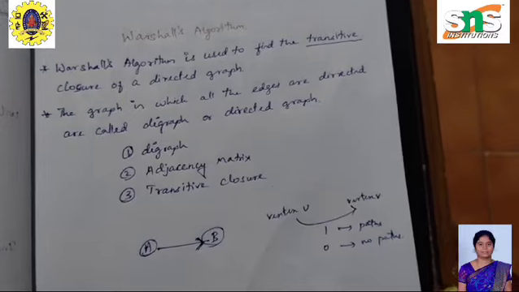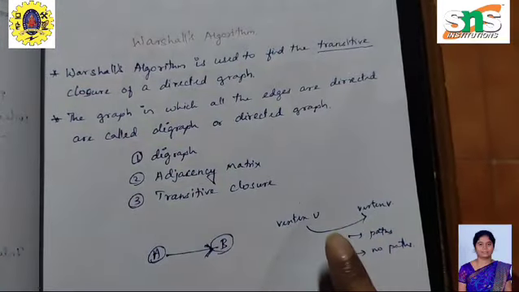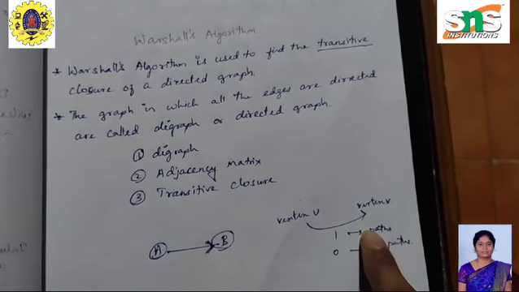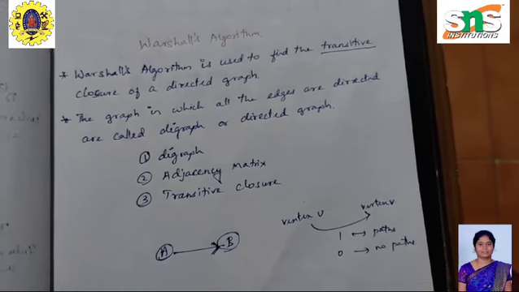The third point is transitive closure. It is nothing but from one node to another node, if you have intermediate nodes, that also can be opened, and if you have a path, then that will be called transitive closure.